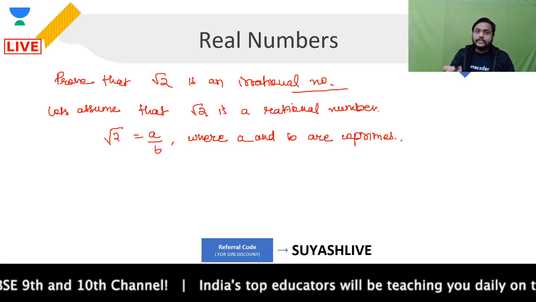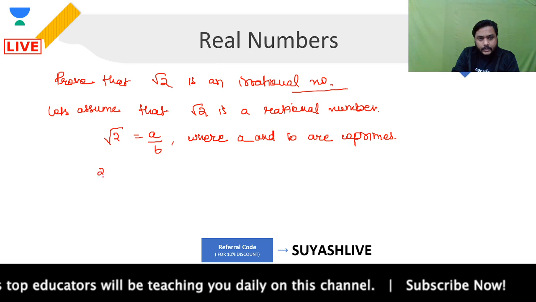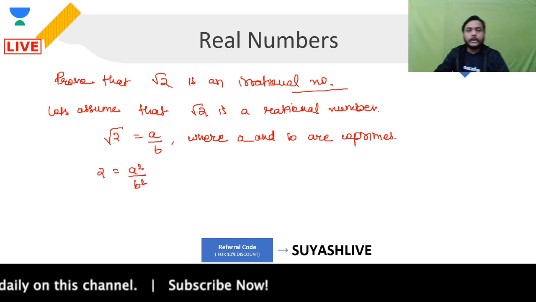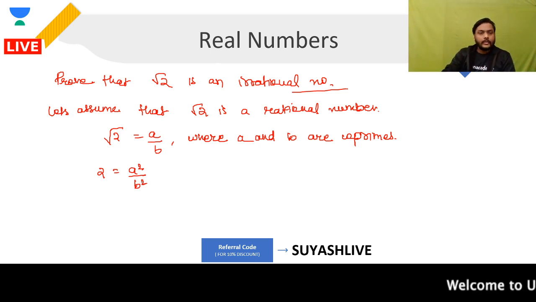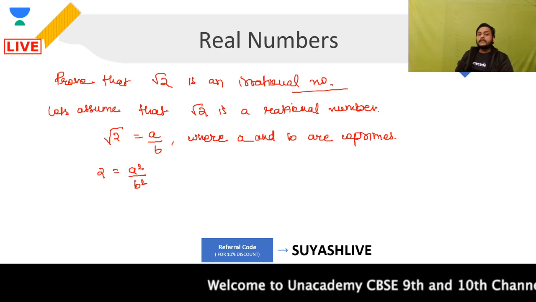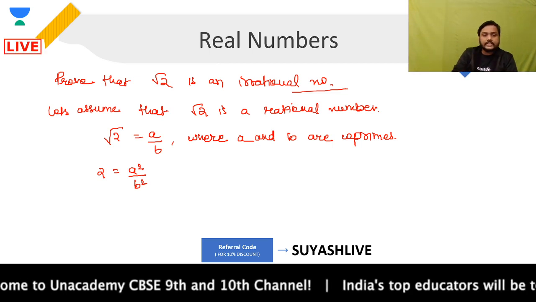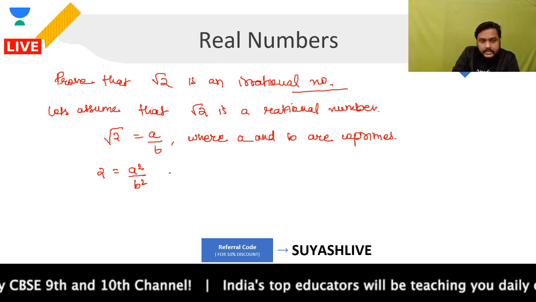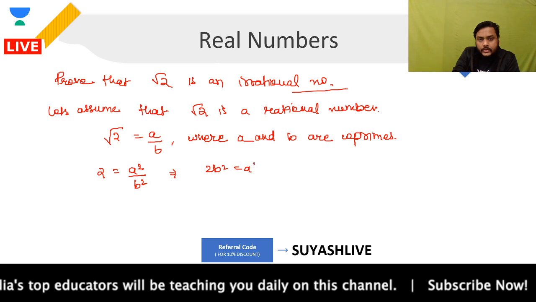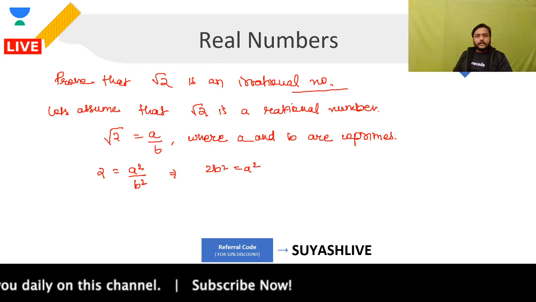Now, इसी को solve करते हैं. When root 2 is equal to a upon b, I can say, squaring both the sides, 2 is equal to a square upon b square. I hope you are clear with this, everyone. Yes or no? Please respond. I repeat, when I am saying that root 2 is a upon b, it means that 2 is equal to a square upon b square. And when 2 is equal to a square upon b square, I can say that 2b square is equal to a square. Clear? Got it? अब समझो.